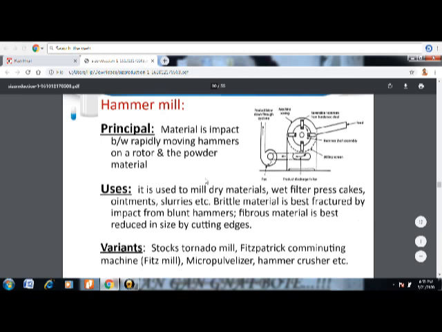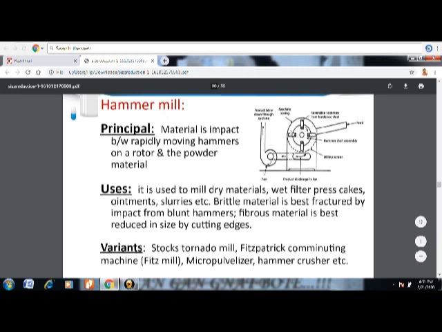Now the first point is the principle of the hammer mill. This hammer mill works on the principle of impact. See, this word is very important. In the last lecture we studied what impact is: when a moving object bombards a stationary object, that is called impact. Here the metallic casing is the stationary object and the hammers are moving objects.